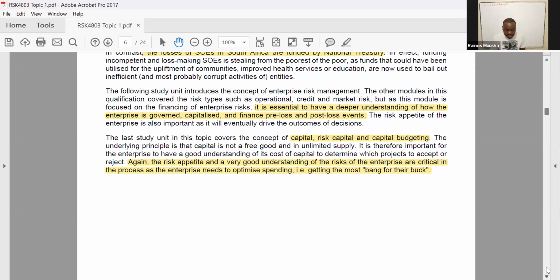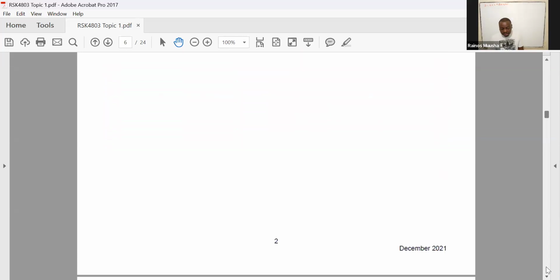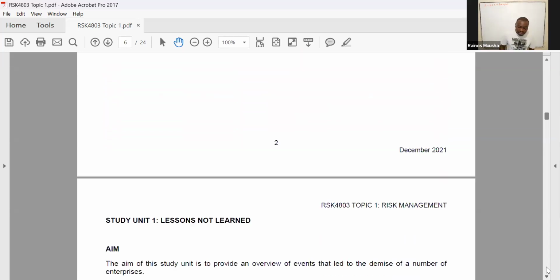So again, the risk appetite and a very good understanding of the risks of the enterprise are critical in the process of the enterprise, as the enterprise needs to optimize spending, and that is getting the most bang for their buck. So this leads us on to the question.